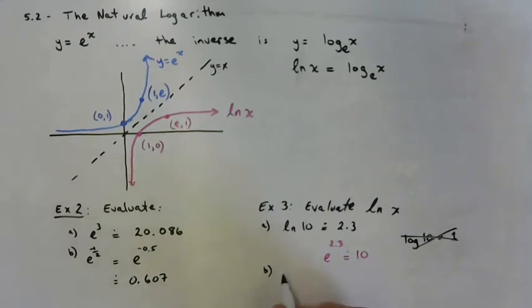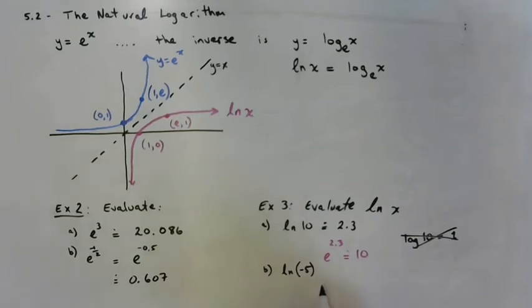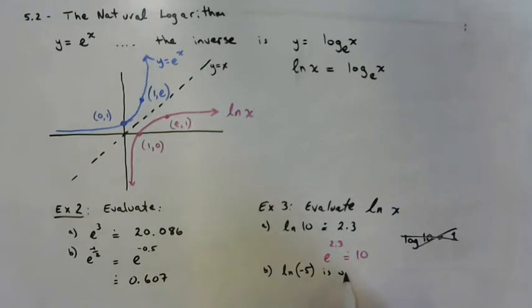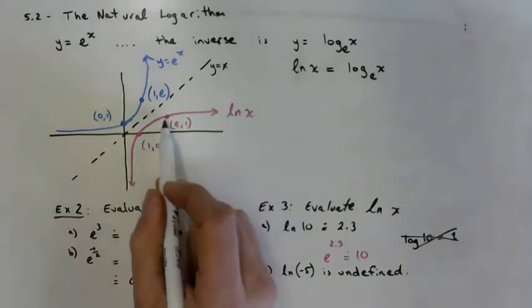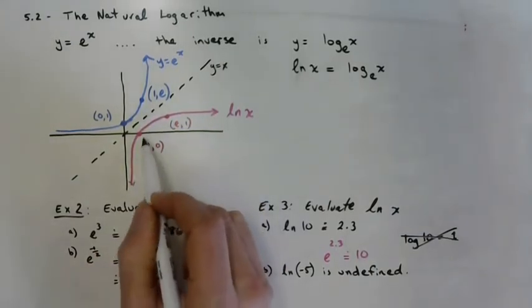B, we are told to evaluate the natural log of -5. And we need to remember that this is undefined. You cannot take the log of a negative number. Just like you can't take a common log of a negative number, you cannot take the natural log of a negative number because the domain of logarithmic functions is restricted to positive values of x.